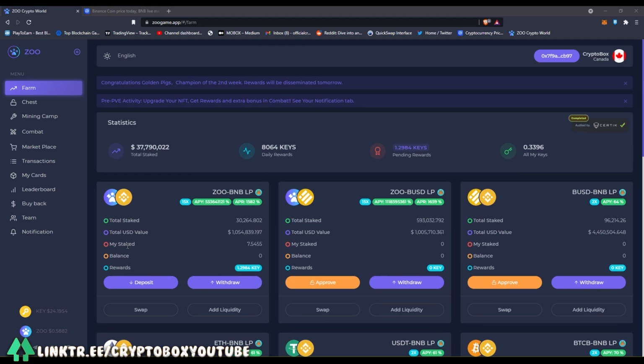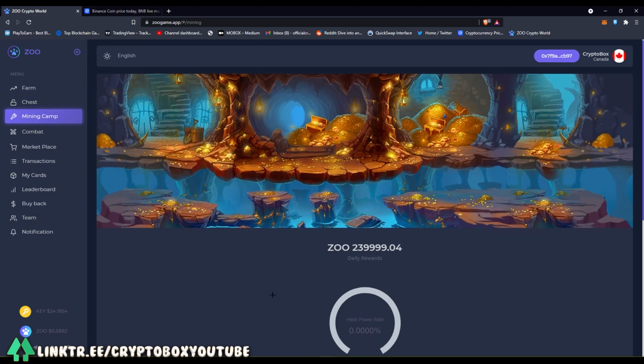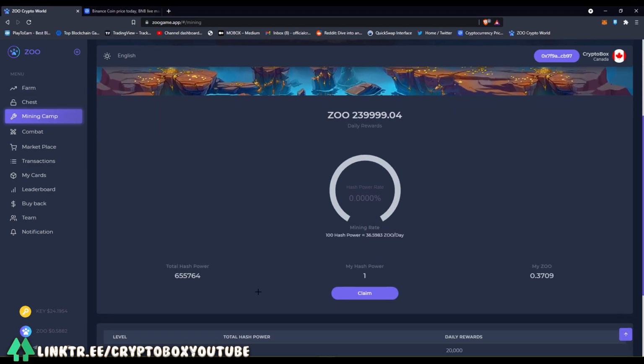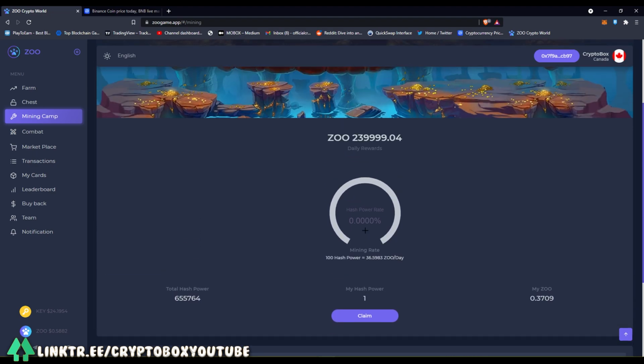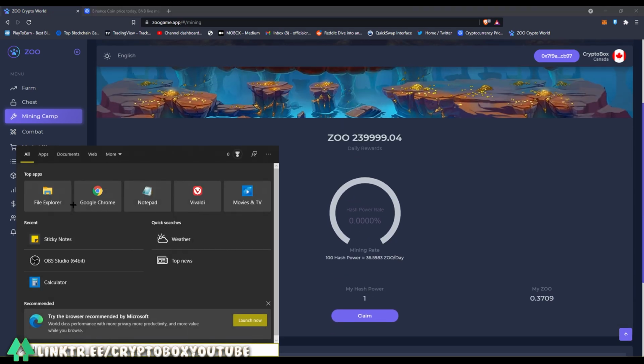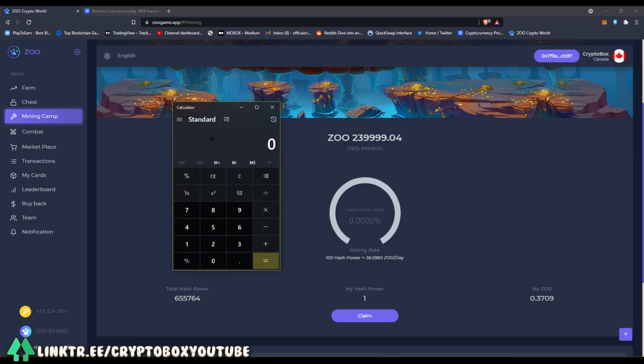Let's get into the mining camp. So we'll click mining camp right here. And this is really simple. You can easily learn how to calculate on this stuff. So let's say I have 1 hash power, right? So if you go to open calculator again, I want to see per hash power how much zoo per day would I get at this mining rate right here, if this stayed at the same price and everything.